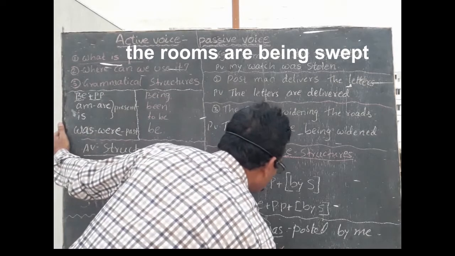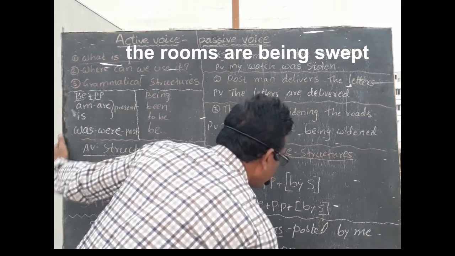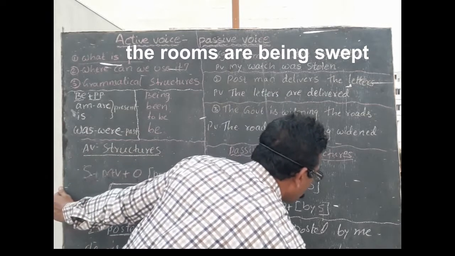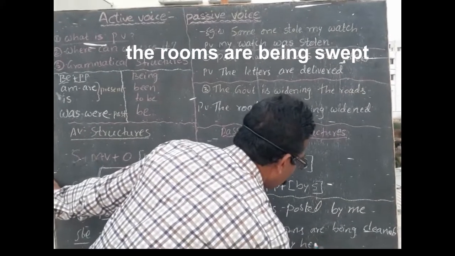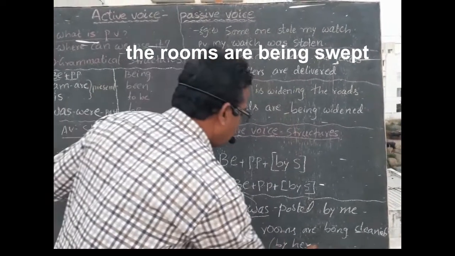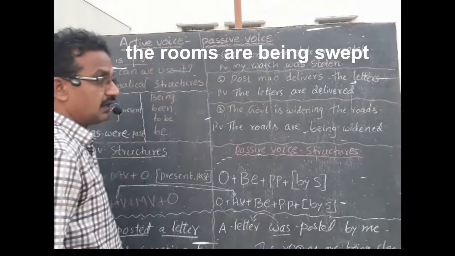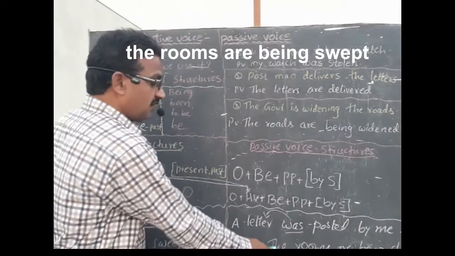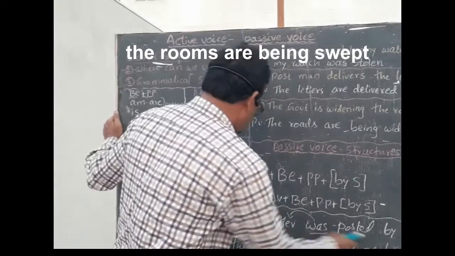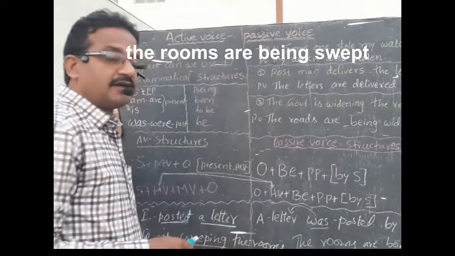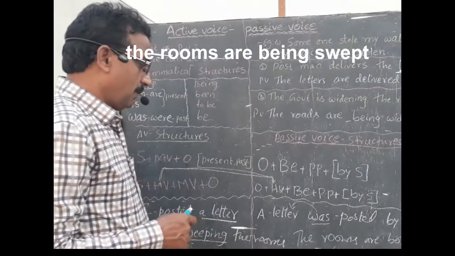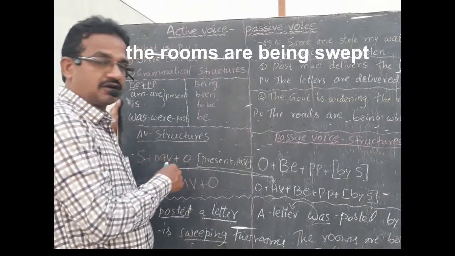The rooms are being cleaned by her. This is not important. The rooms are being cleaned. So the object should be placed first, and the helping verb, and being is the ing form, and the past participle should be there. So once again, let us talk about the structure.